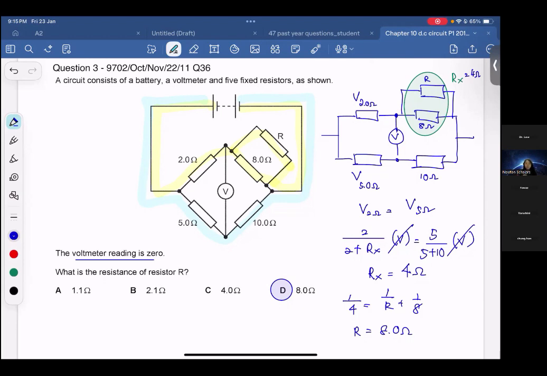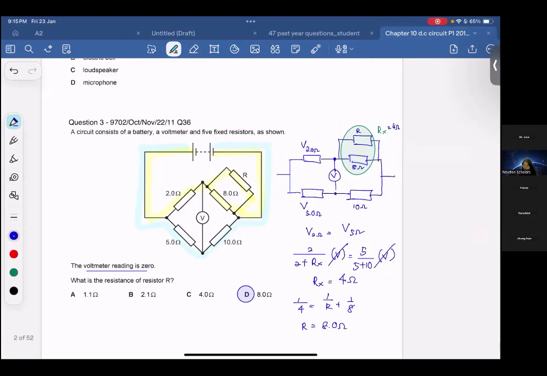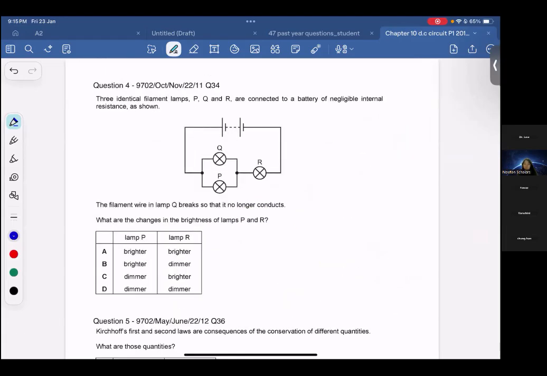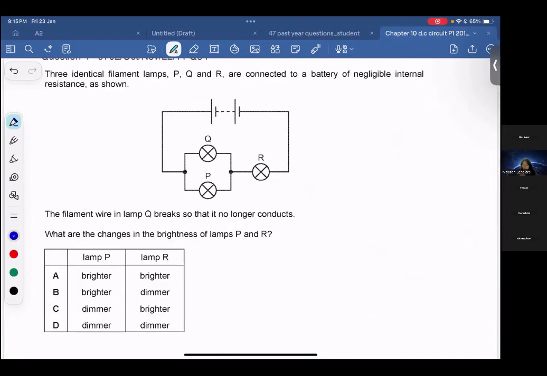Then can we go to question number 4? We try question number 4. Try with question number 4 at here. If just now the one haven't finished writing down, then you have to let me know.